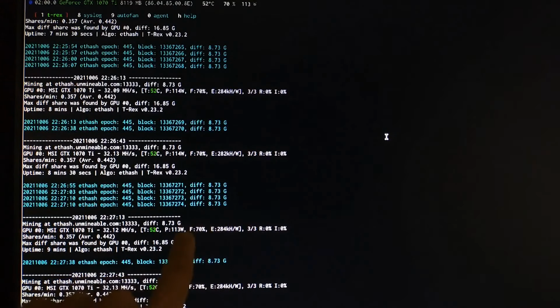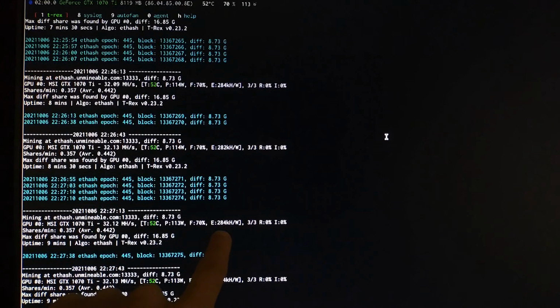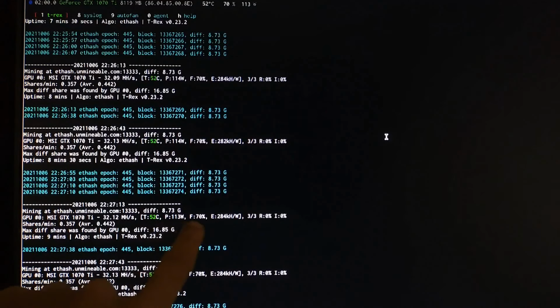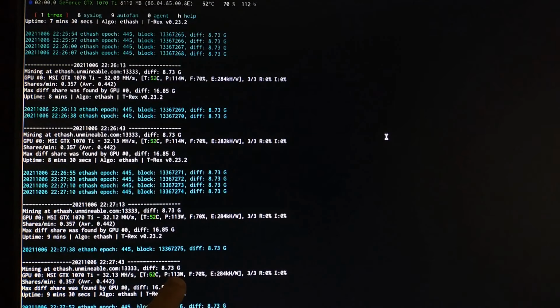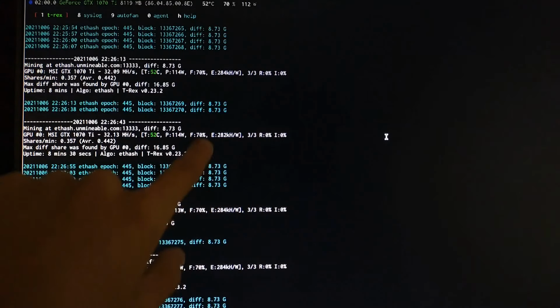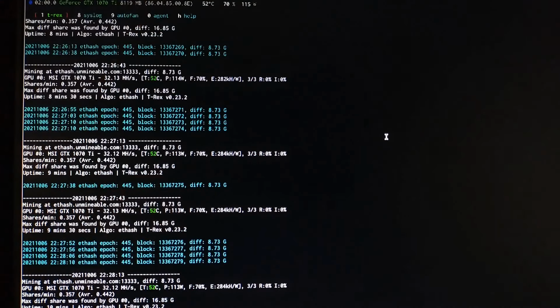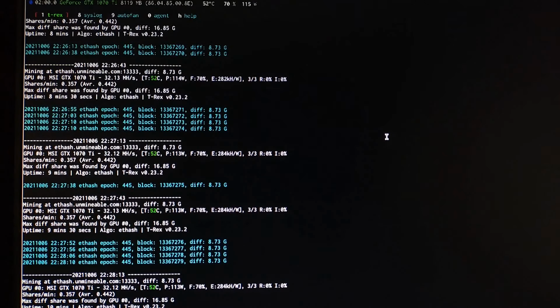I don't know what this means, but I think this is some type of efficiency number. I think this is 284 kilohash per watt. Yeah, that has to be it. Basically the lower wattage you use and the more hash rate you get, the higher this number goes. So I think this is an incredibly efficient graphics card right now. I've got it mining using very little wattage and really achieving a high hash rate. So I'm pretty happy with this.